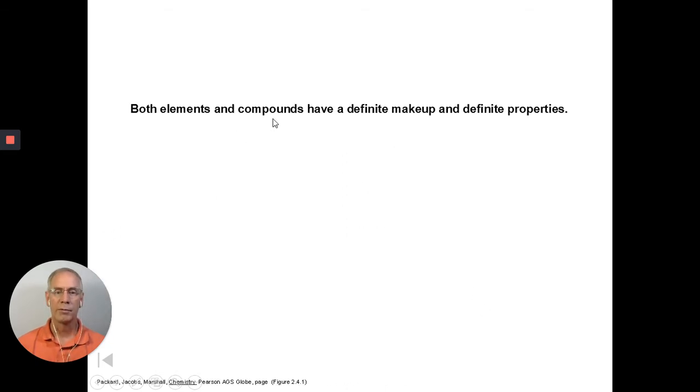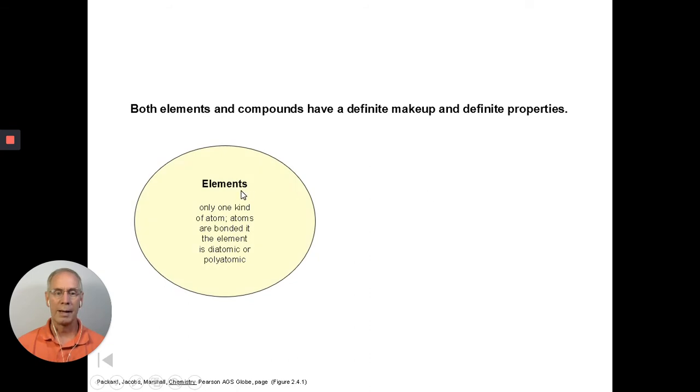So we know that elements and compounds have a definite composition or makeup, and because of this they have definite properties. So an element, we're going to use some Venn diagrams here, is only a single kind of atom. Atoms are bonded together, and we'll learn about diatomic and polyatomic. The prefix di means two. So when you find oxygen, it's always two oxygens stuck together, O2. Hydrogen is always two hydrogens, H2. Chlorine is always two Cl, Cl2. And we'll learn there are actually 7 diatomic elements, always found in pairs.